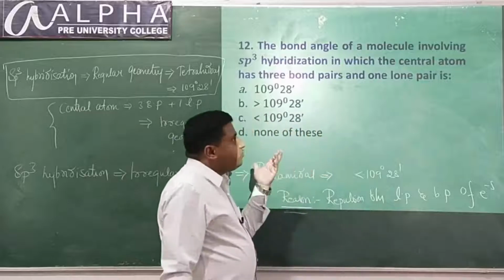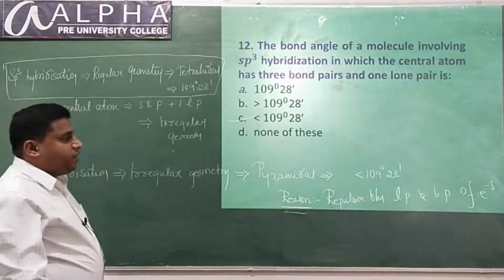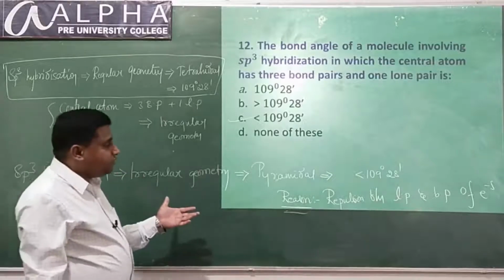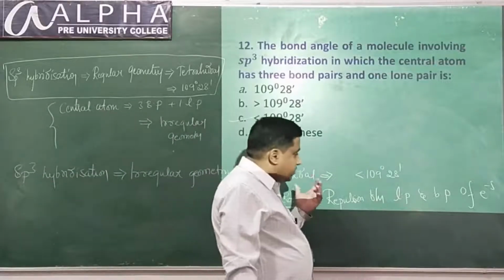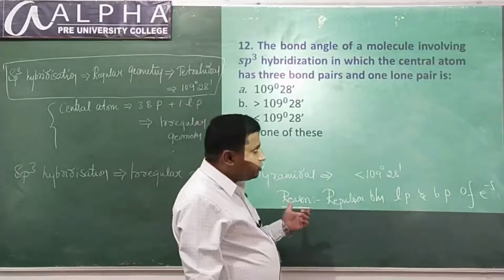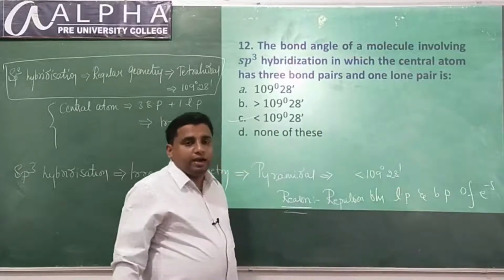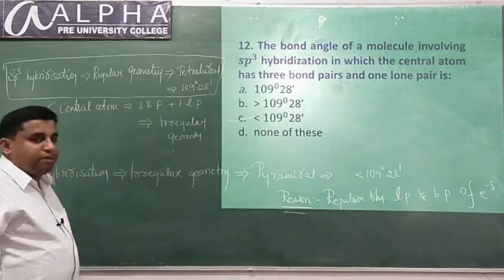Therefore, obviously the answer for this question will be, of course, option C, 109 degree 28 minutes. What is the reason why the bond angle is less than 109 degree 28 minutes? It is because of the repulsion between lone pair and bond pair of electrons.